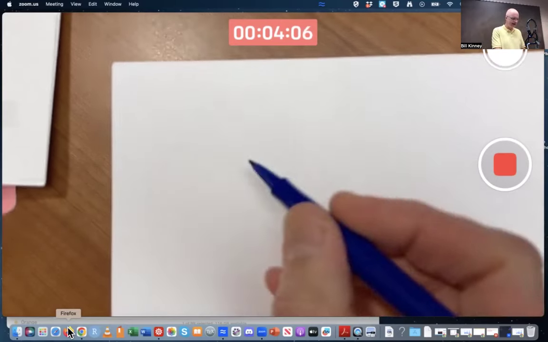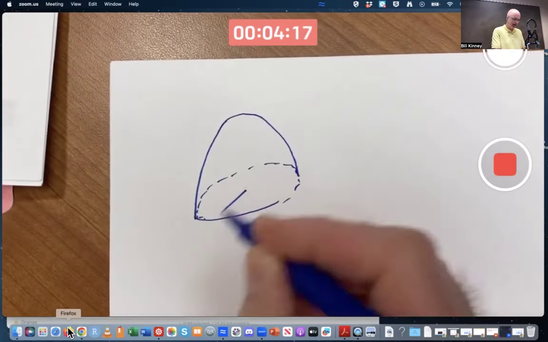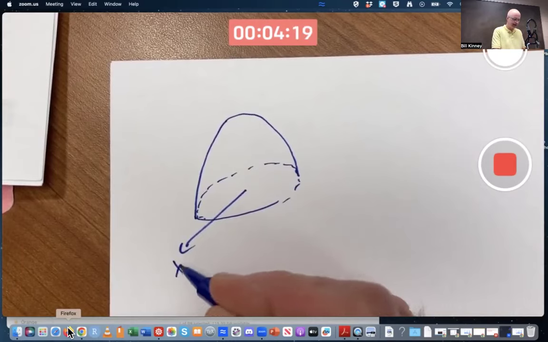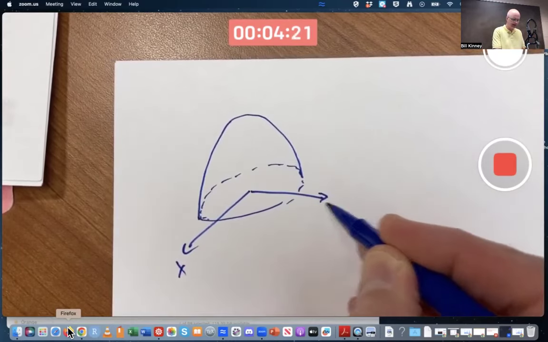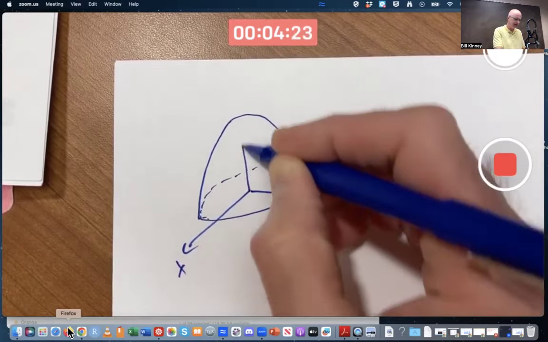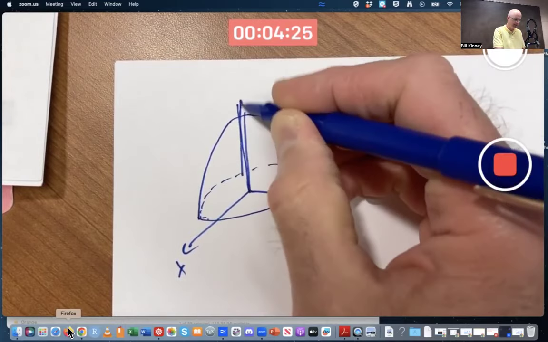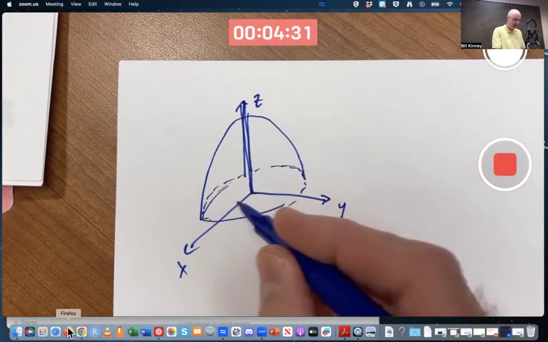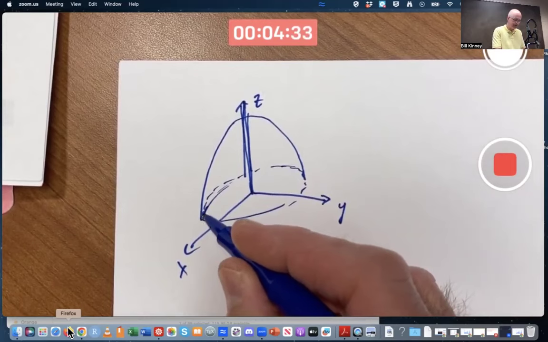So what was that solid? It looked like this. Drawn in the book, the positive x-axis came this way, the positive y-axis went this way, positive z-axis as always went up. The bottom of this solid was an ellipse.